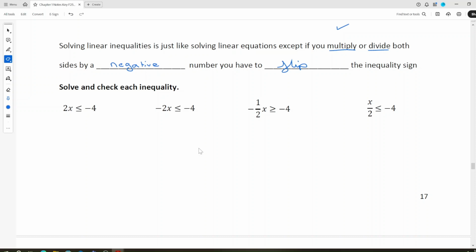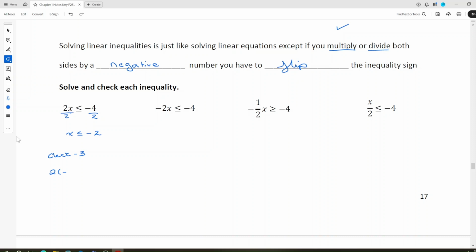So now I have 4 questions here, and the question will be, do I or don't I? So I have 2x is less than or equal to negative 4. To get x by itself, I have to divide by 2. What I do to one side, I do to the other. Do I flip the sign? Am I multiplying or dividing by a negative? No. So if I do this, I get x is less than or equal to negative 2. If I was to check this, now we're not just graphing and interval notation here, we're just checking. I would check a value like negative 3.